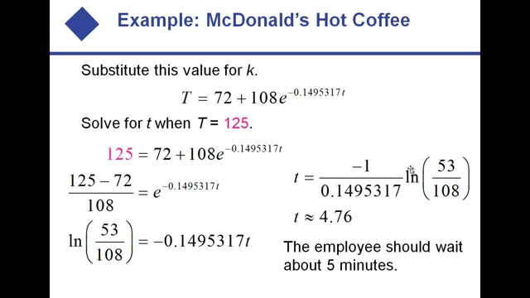So it's going to be natural log of this thing divided by negative 0.145. They just wrote it as times a fraction, but you get the idea. It comes out to be 4.76. Now remember, this was in minutes, because when we were solving for k, it told us that it went to 165 degrees after 1 minute. So everything was in terms of time in minutes. So the employee should wait about 5 minutes, and then it'll be cool enough to serve.